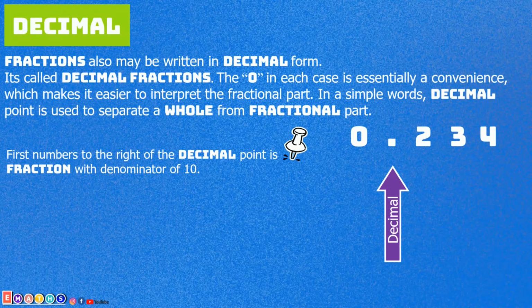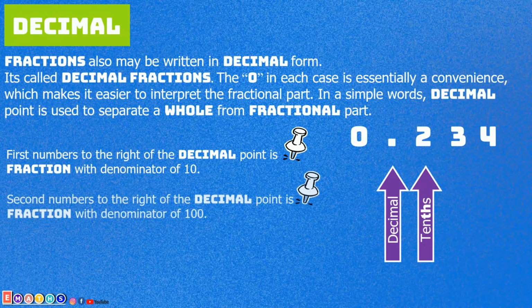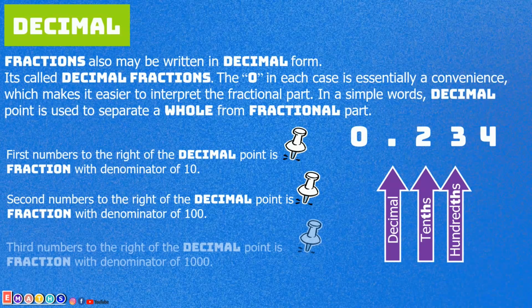The first number to the right of the decimal point is the fraction with denominator of 10. This is called the tenth. The second number to the right of the decimal point is the fraction with denominator of 100. This is called the hundredth. The third number to the right of the decimal point is the fraction with denominator 1000. This is called the thousandth.